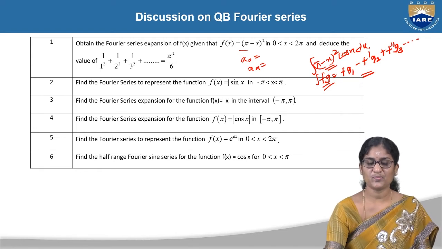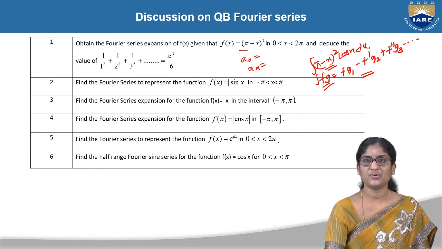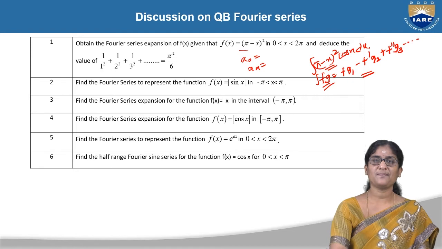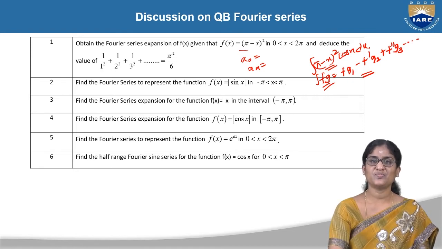So upper limit is 2 pi and lower limit is 0. So apply the upper and the lower limits, we are going to get the an value. Similarly, you go for the bn value. What is the formula for bn? 1 by pi integral 0 to 2 pi f of x sin nx dx.